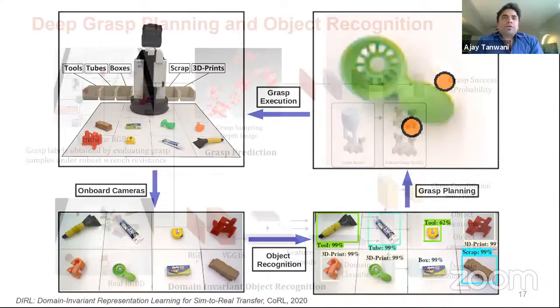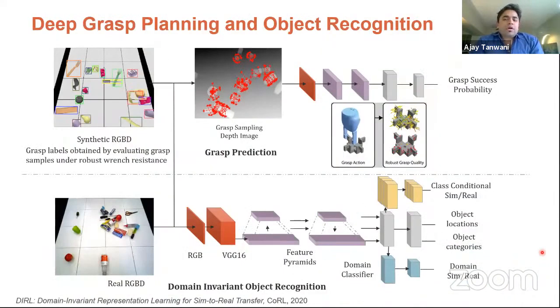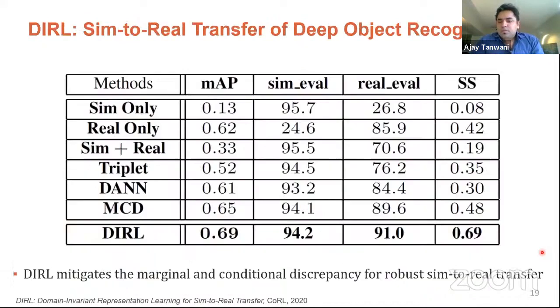So there are 2 networks involved here. The grasp planning network is learned on top of synthetic depth images using the simulator data only. The grasp labels are obtained by evaluating the grasp samples under the robust wrench resistance metric, which is used to evaluate the grasp success probability, as used as the ground truth labels. And the object recognition network combines the data from the 2 domains using the DIRL approach. We modify the base architecture of the single shot object detection network to add domain and class conditional domain classifiers on top of the feature pyramids.